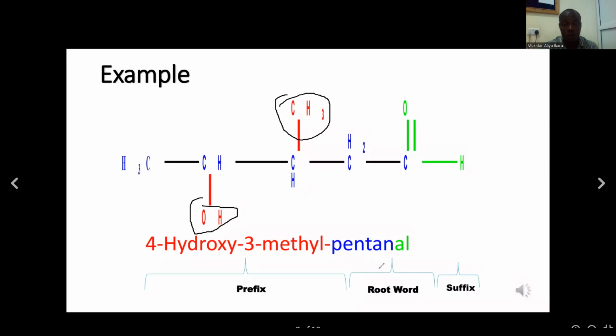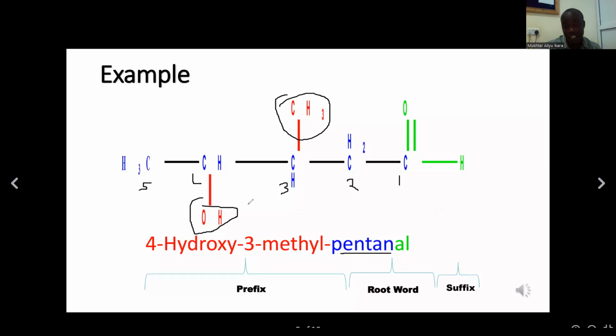But the main root is the one with the longest carbon chain. That is the longest carbon chain. You see, we have one carbon here, two carbons here, and three carbons here. We have five carbons, then we have six carbons. We have 1, 2, 3, 4, and 5. So we have 5 carbons in all. So this means that the root, the parent, is pentan, that is the root, while the suffix is based on the functional group.